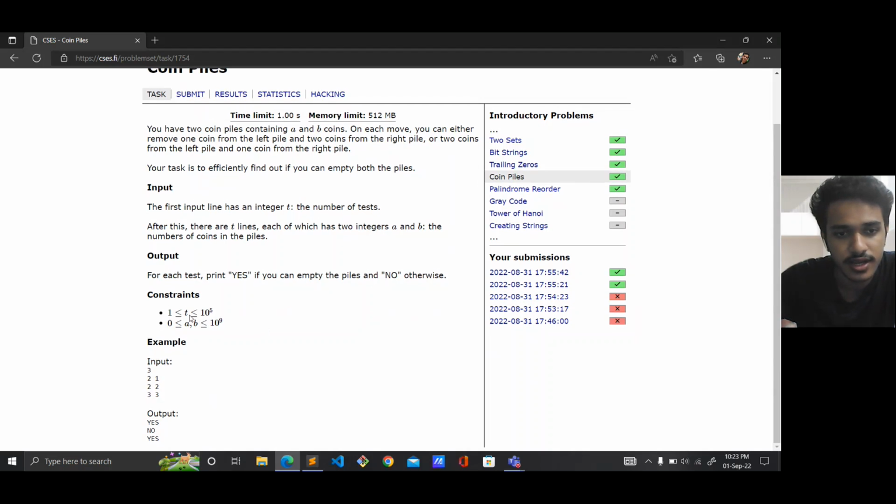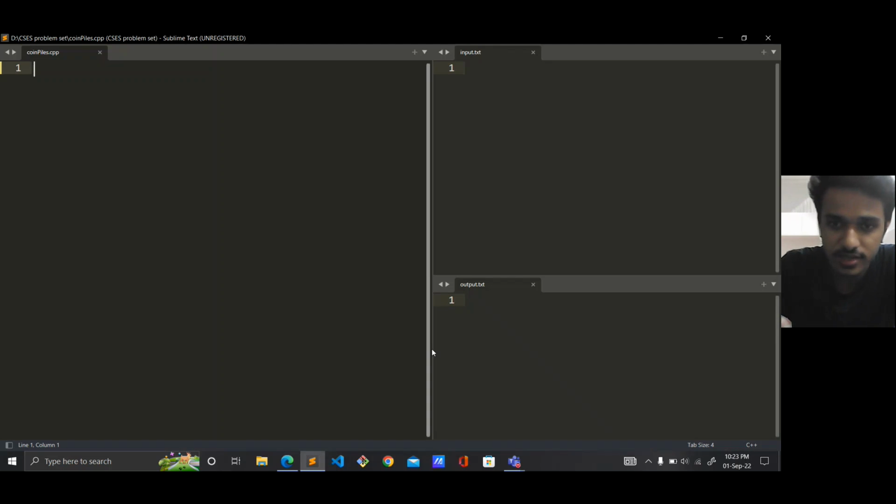Constraints are t is between 1 and 10 to the power 5, and a and b are between 0 and 10 raised to the power 9. So this is the sample input, and these are the sample outputs for the sample input test cases. So let's discuss the approach.